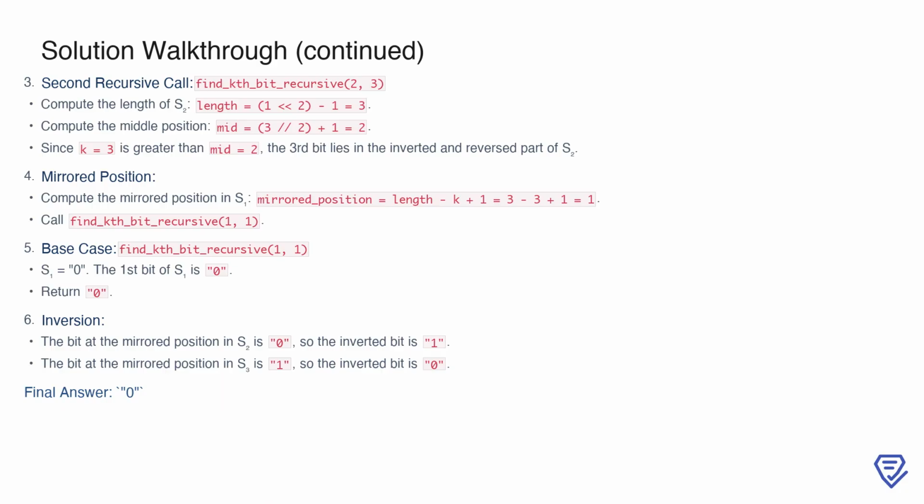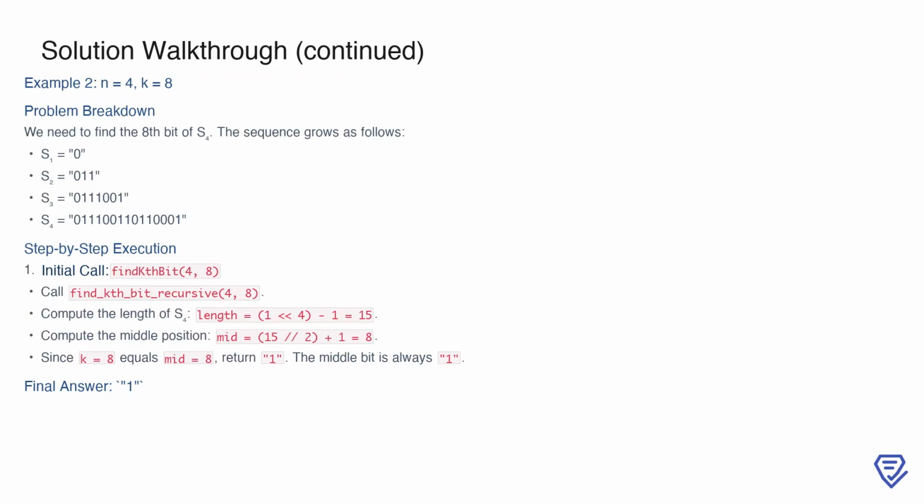At this point, we have reached the base case since s is the simplest string, 0. The first bit of s is 0, so we return this value. However, because the bit is from the inverted part of s2, we invert it to get 1. Similarly, the bit from the mirrored position in s3 is also inverted, so the final result for the fifth bit in s3 is 0.